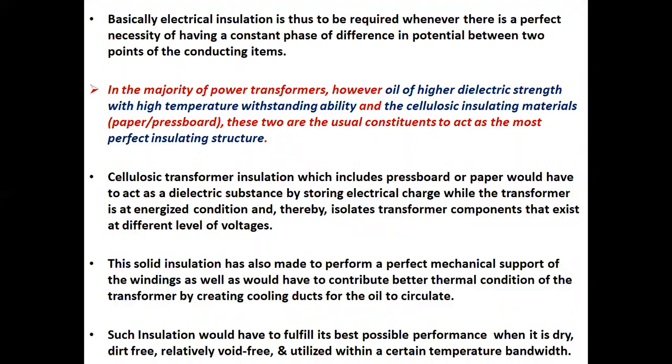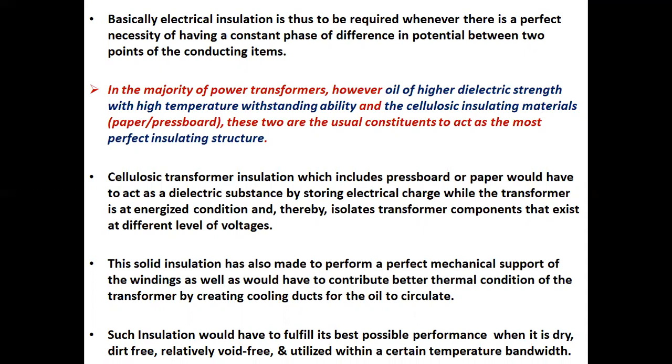Basically, electrical insulation is required whenever there is a necessity of having a constant difference in potential between two points of the conducting items.